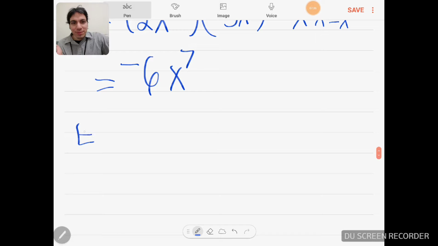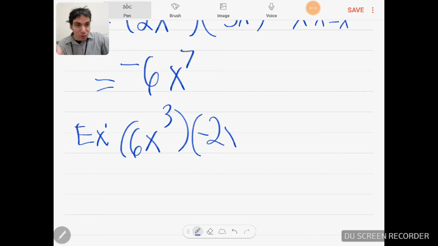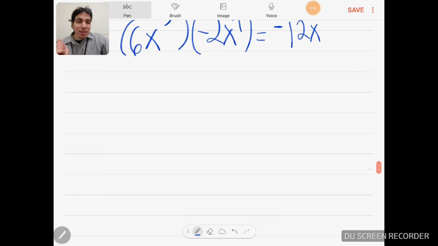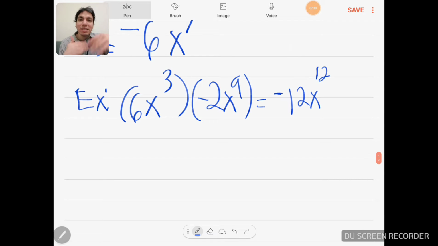Let's do another one. 6x to the 3rd times negative 2x to the 9th. Again, you do the numbers first, but first, importantly, do the sign. Positive times negative is going to be negative. 6 times 2 is 12. And 3 plus 9 is 12. And you're done. So the best way to go about this is practice, practice, practice, and to always be adaptive to the situation of what's going to occur.